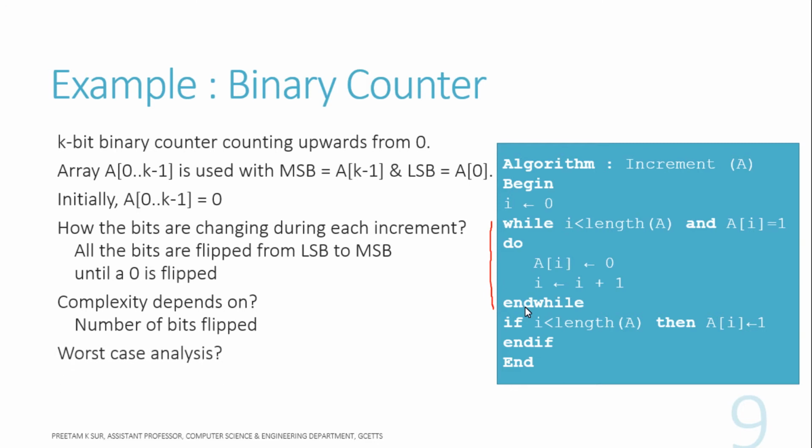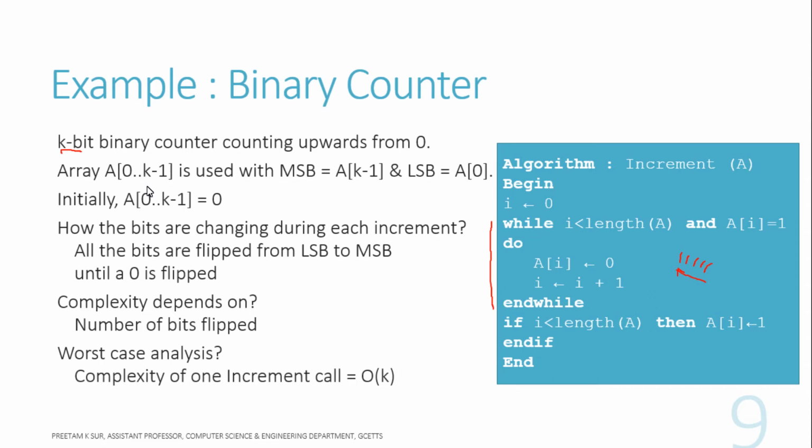So if we perform worst case analysis of this increment operation, since this is a k-bit counter, consider the example where all the bits are 1. In that case, this while loop is going to be executed for all the bits, right? Since it is a k-bit binary counter, the worst case complexity is going to be order of k, right?